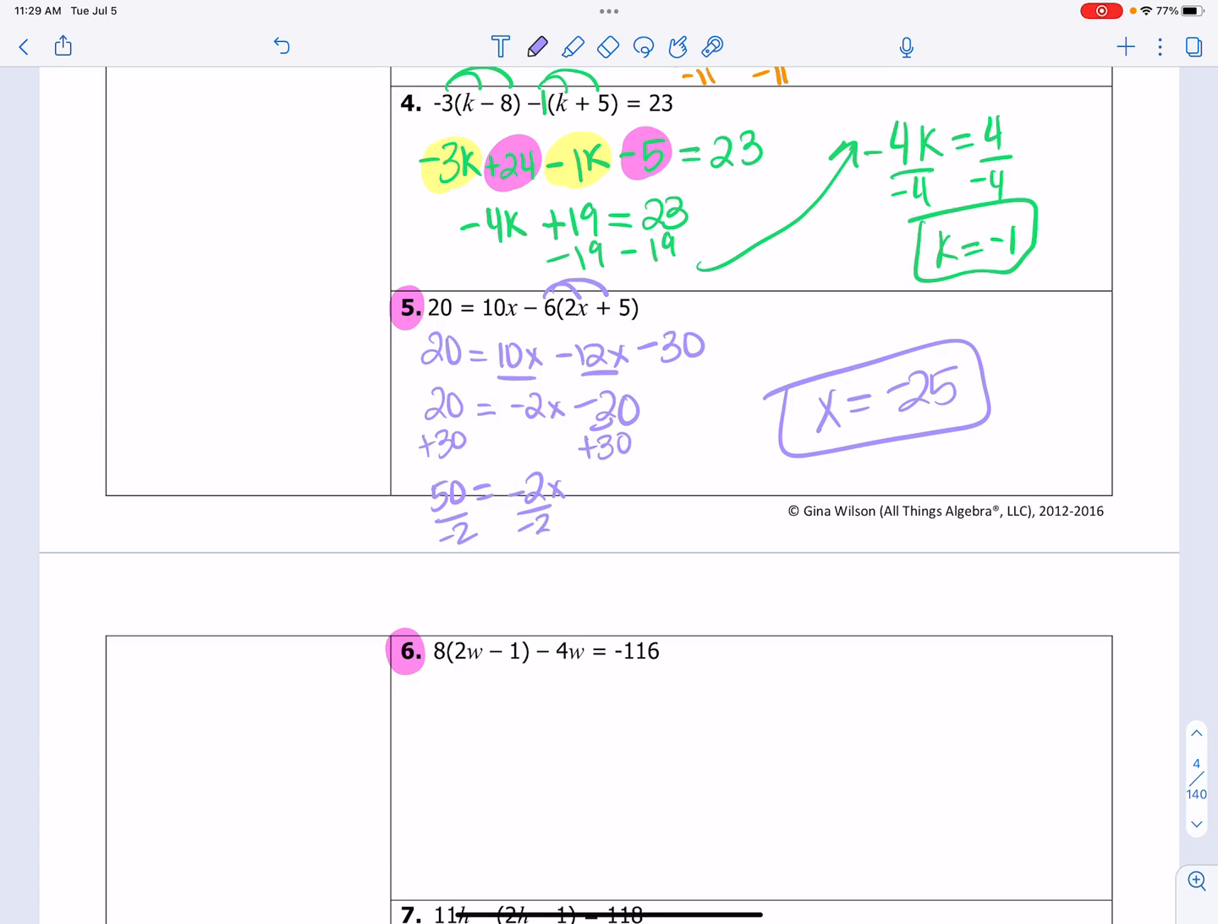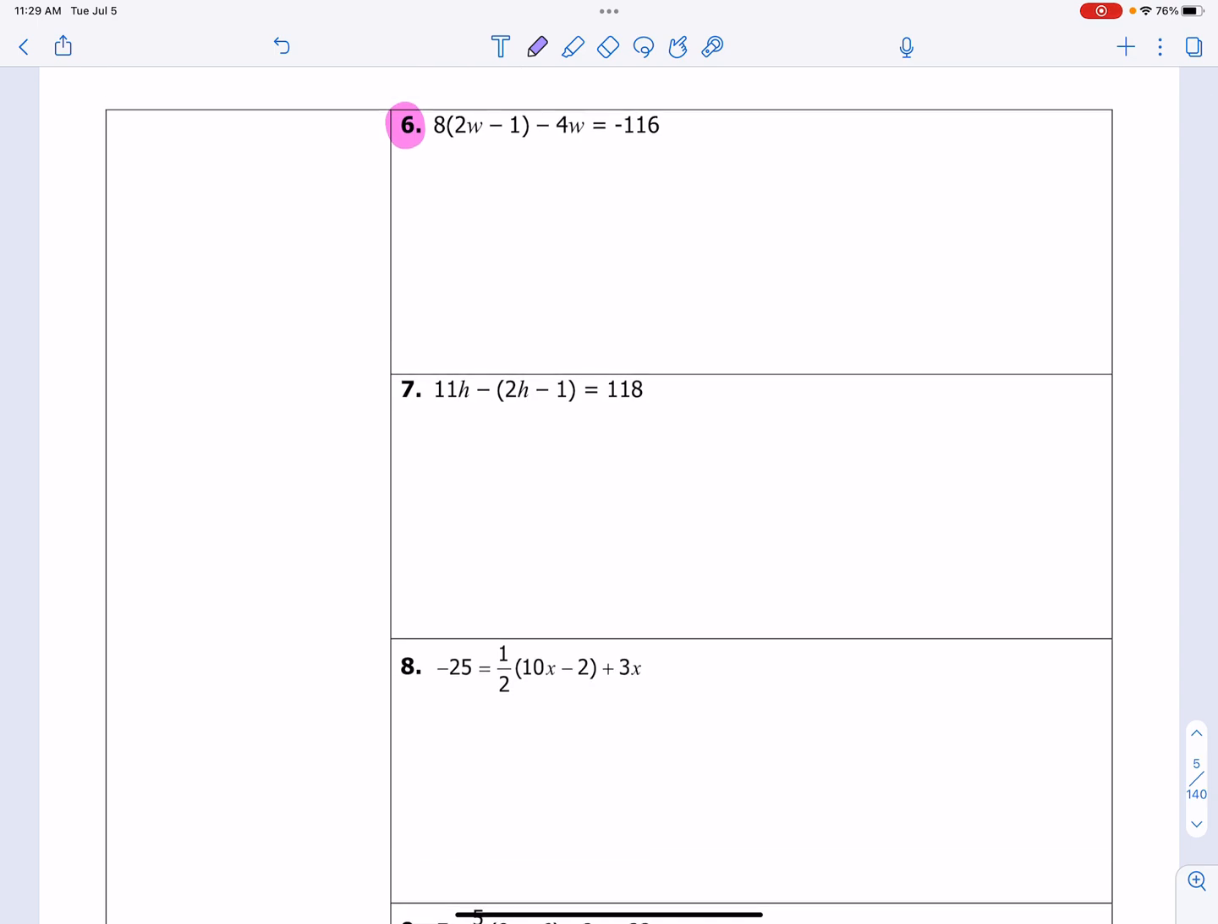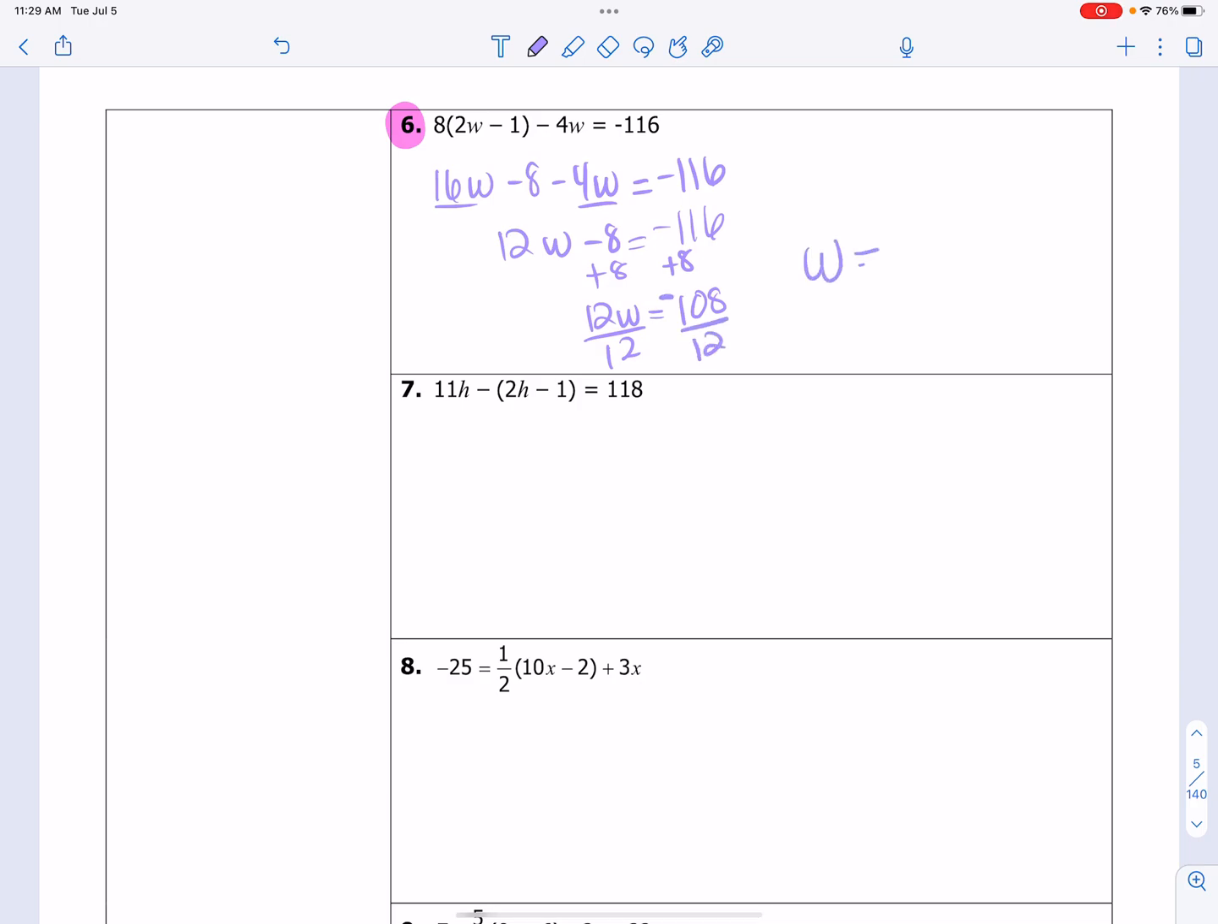All right, so then I also asked you to work 6. On 6, you would go 16W minus 8 minus 4W equals a negative 116. Like terms, 12W minus 8 equals a negative 116. Add the 8. I think that's 104. I can't think today. 108, sorry. Divide by 12. That's a negative, though, and you get a negative 9.